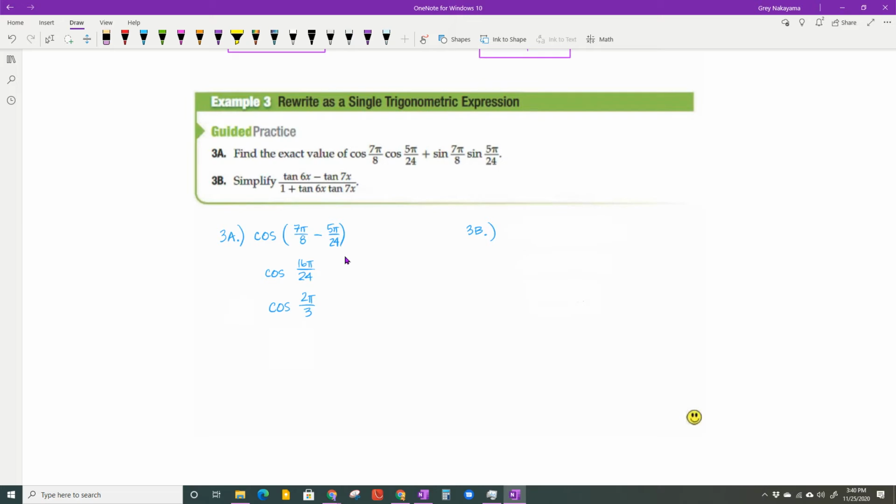Now, I'm pointing this out to you because in Delta Math, when you do your homework, you actually stop at this step right here because the directions say rewrite as a single trigonometric expression. These directions say find the exact value, so you would go one step further and say that it's -1/2. So you got to pay attention to the directions.